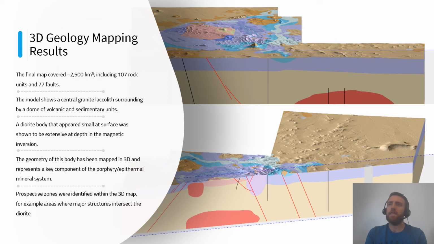And having the 3D geology map allows us to identify specific prospective zones where we can tell the client to go and target with their drilling or their sampling in the future. In this case, structures that intersect these prospective intrusions should be focused on.